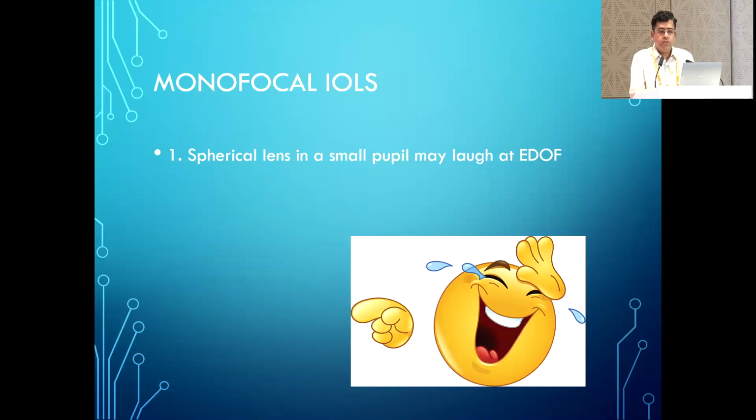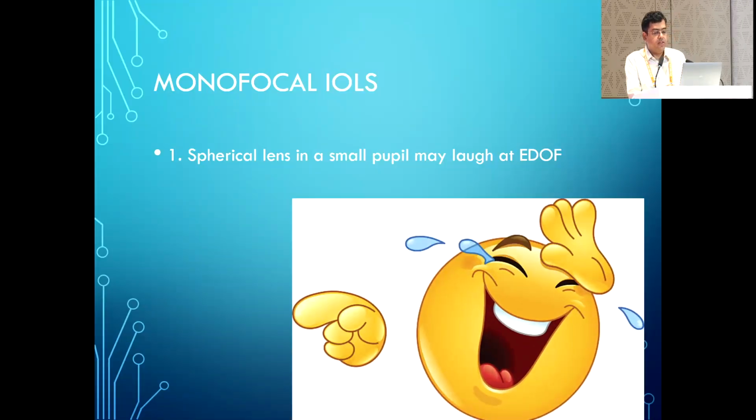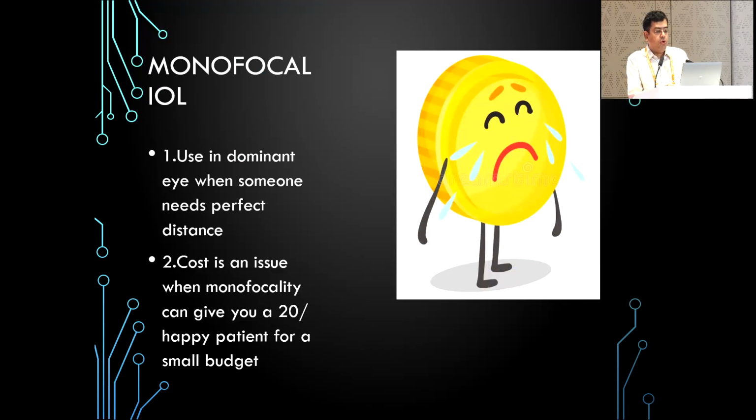So even a good spherical lens in a small pupil will make an EDOF laugh. EDOF is an exaggerated spherical lens. Remember, EDOF is nothing but an exaggerated spherical lens. So monofocal IOL, where am I using monofocal IOL? Use it in a dominant eye when somebody is a vivid driver, they want to do all work at night, they have mild amblyopia in one eye. So all those patients will benefit from a monofocal lens in the eye which has these problems, or they don't want any problem. So either of these two.